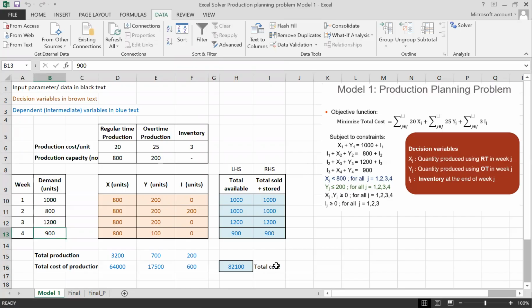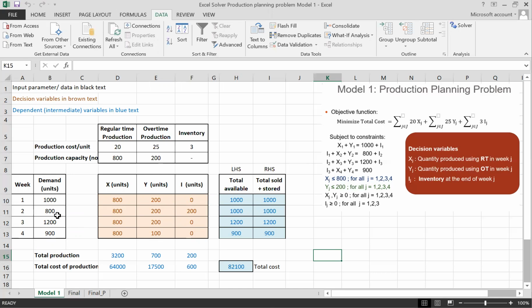Now, unlike the previous plan, we have 100 units of overtime production in the fourth week as well. So a 100 increase in the demand means a 100 increase in the overtime production. Good. Now let's check it with some more data.